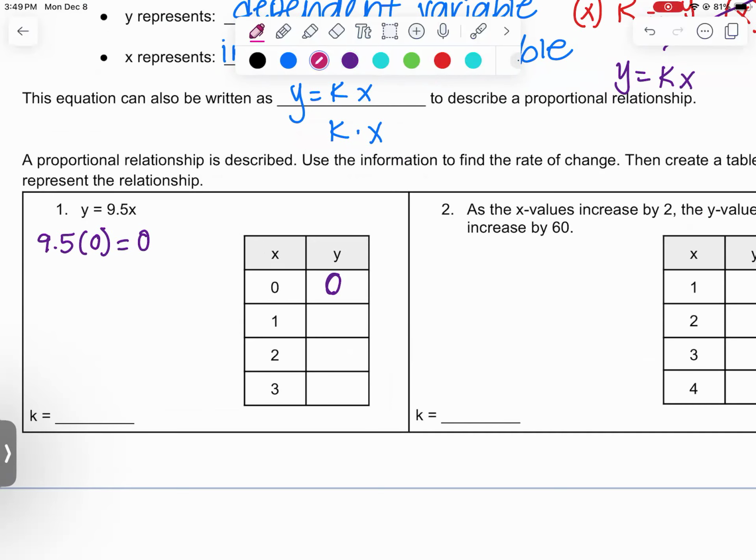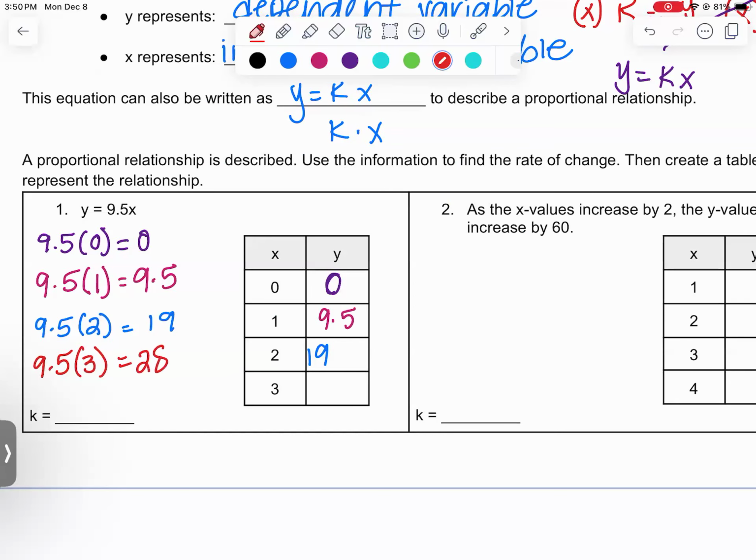Moving ahead, I would have 9.5 times 1. Anything times 1 is itself. I get 9.5 for my y. For 2, I'm going to do the same thing. 9.5 times 2. That gives me 19. So if my x is 2, my y is 19. And finally, I will have 9.5 times 3. 9.5 times 3 is 28.5.